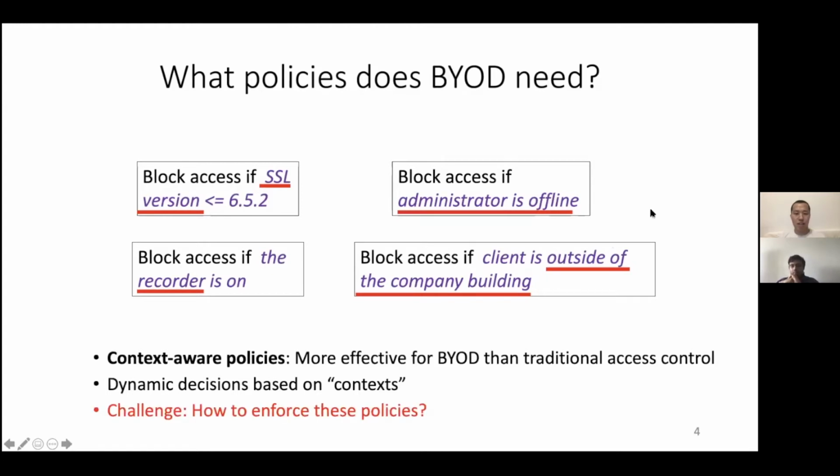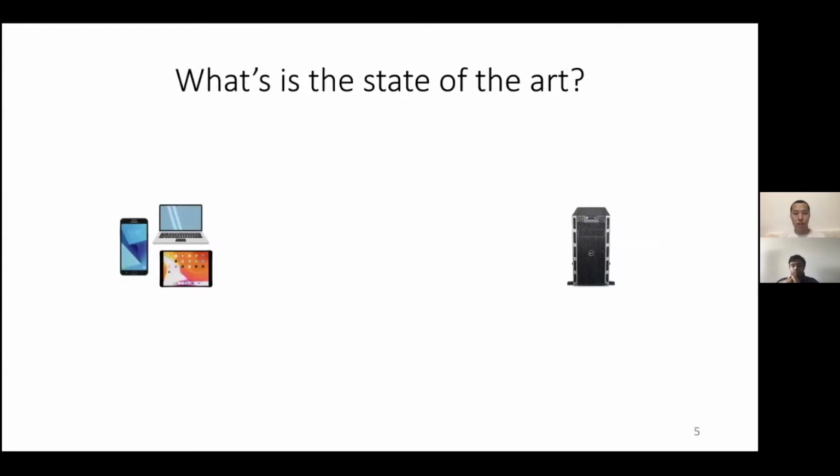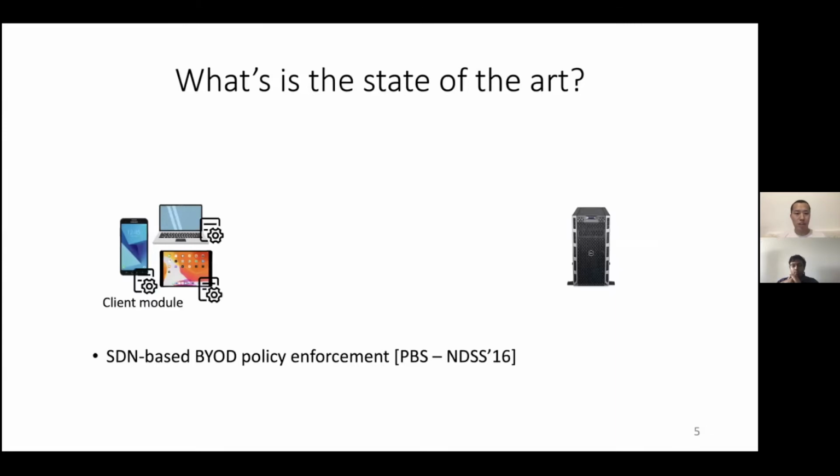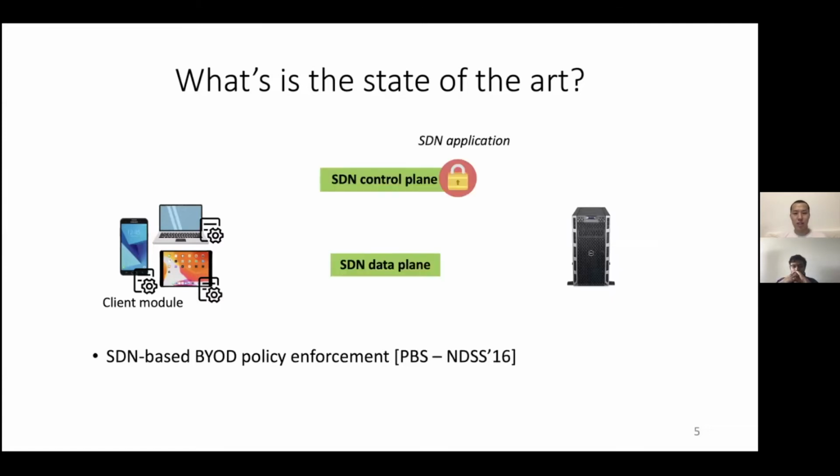The challenge, however, is how to enforce these policies. The state-of-the-art solution for enforcing BYOD policy is leveraging software-defined networking. In this paradigm, we install a client module on the client device to obtain the client context, such as GPS locations. Then we rely on the SDN infrastructure to enforce that. When a device issues a request, it starts a new flow. When the new flow arrives at the data plane, it asks the control plane how to process this flow. This is basically how SDN works.